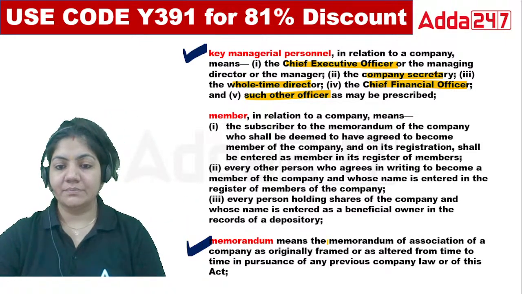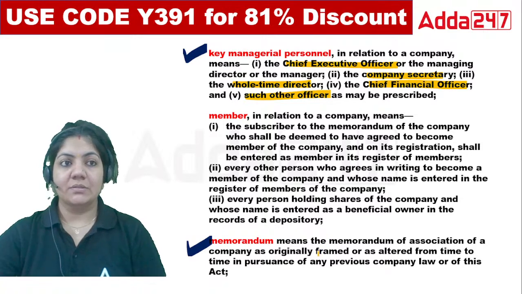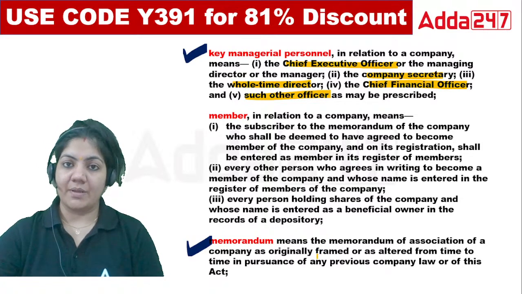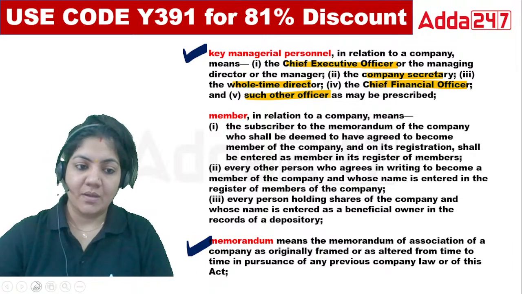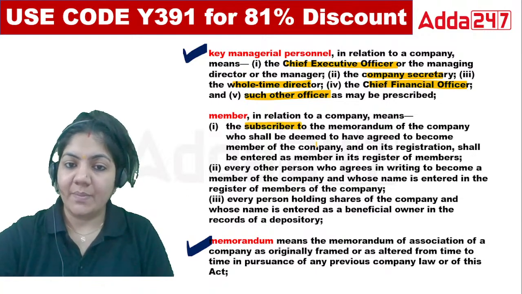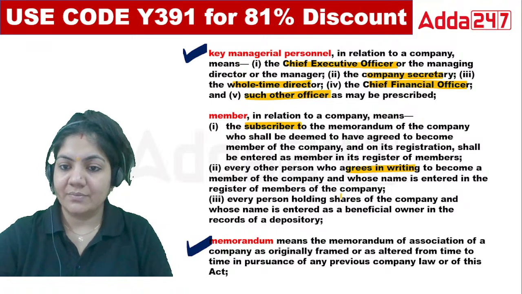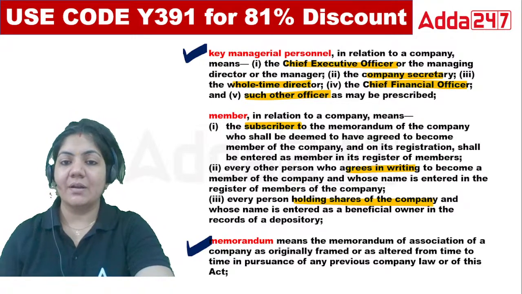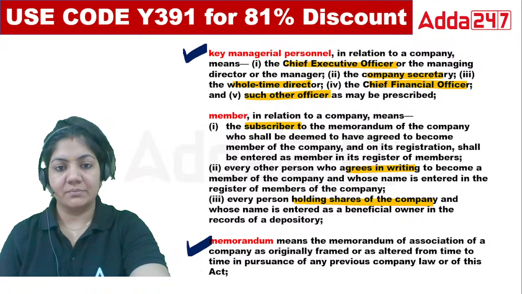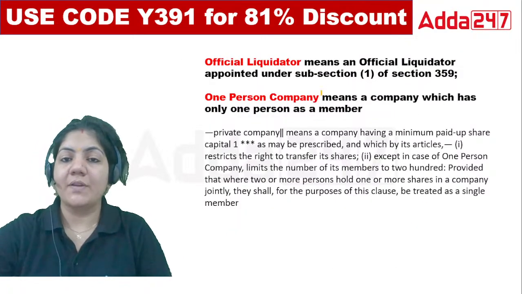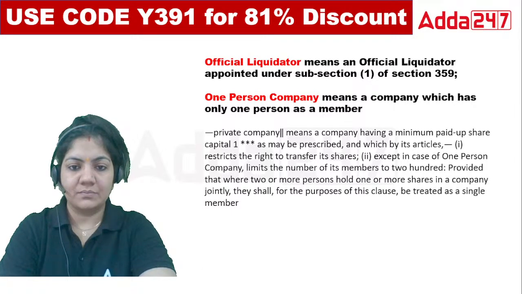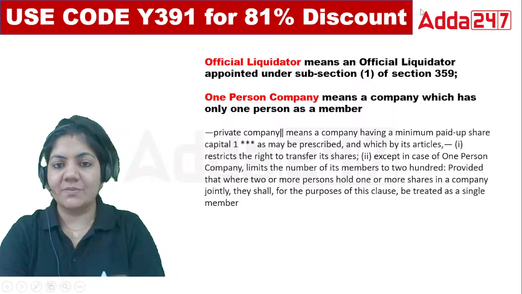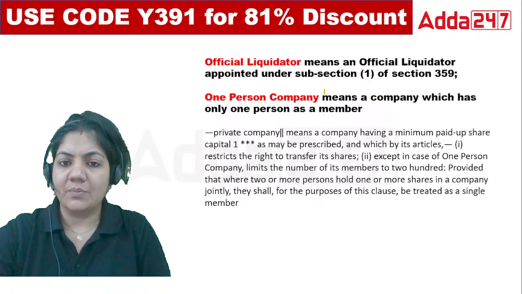What is memorandum? Memorandum is the most important document of the company. The company cannot work beyond the memorandum. That's it. Who is a member? The subscriber to the memorandum, who agrees in writing, and who holds the share of the company. So these are called members of the company. Next, what is official liquidator? The official liquidator is basically appointed by the court.